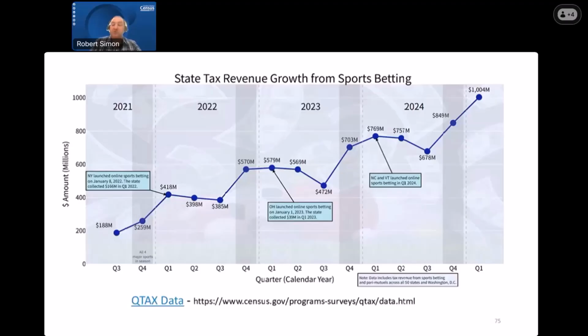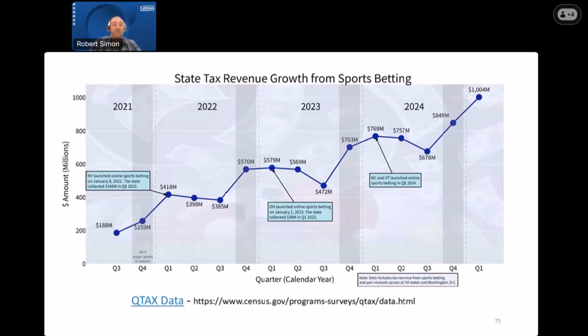I want to highlight the explosion of sports betting associated revenue in the last 4 to 5 years. The line graph shows total revenue across all 50 states plus DC from sports betting and pari-mutuels. When we first started collecting in 2021, fewer states had sports betting, and the total revenue was less than $200 million. In early 2022, New York entered the sports betting market. They took in $166 million in their first quarter and now regularly receive over $300 million per quarter, as you saw on the last slide. In early 2023, Ohio entered the market, and they now regularly receive $40 to $50 million every quarter.